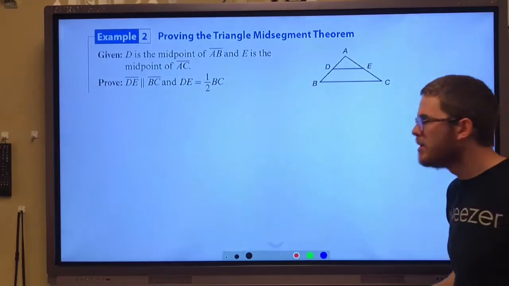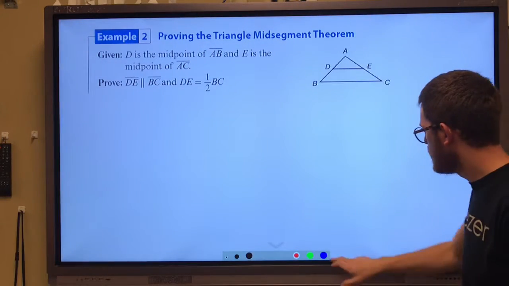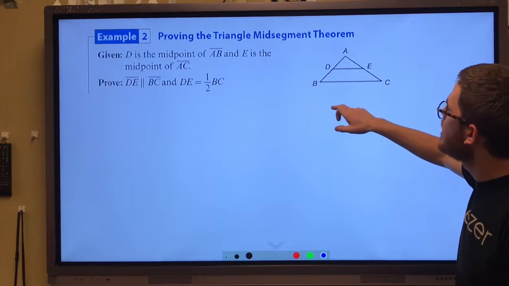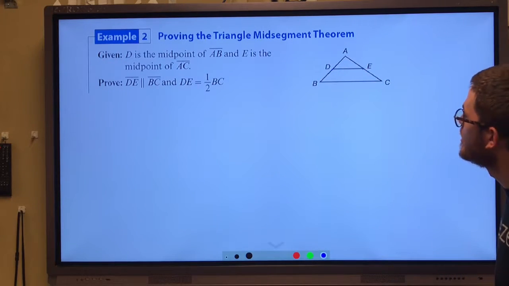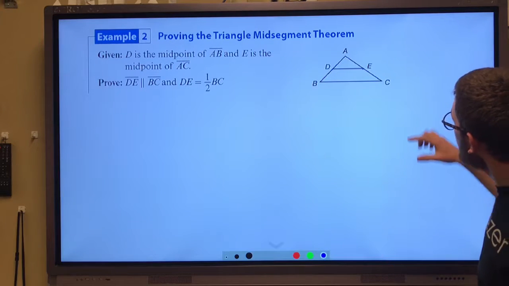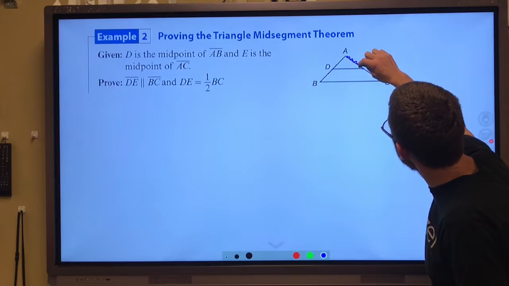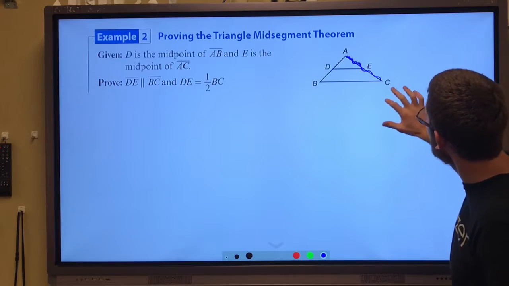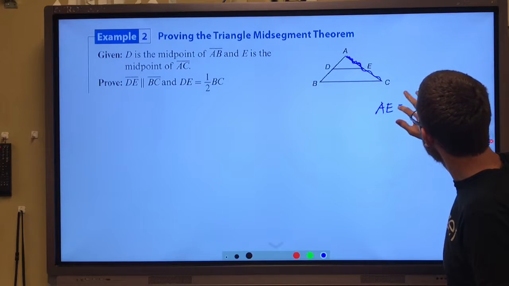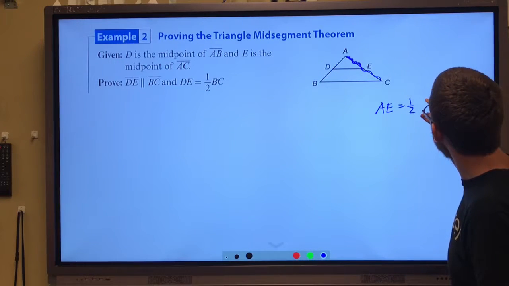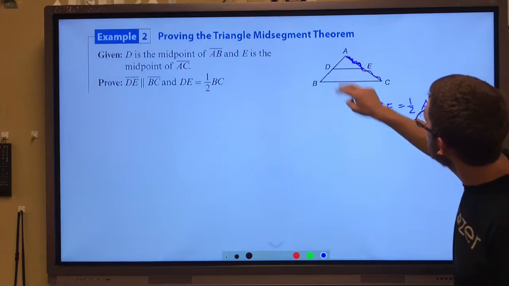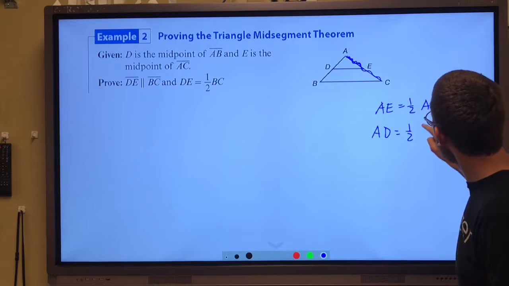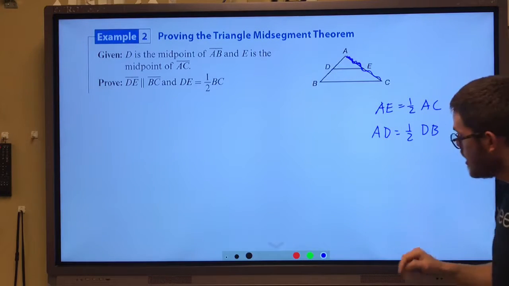Here we want to actually prove the mid-segment theorem. Well, let's just run through this real quick. If D is a midpoint of AB and E is the midpoint of AC, that means that the ratio here is 1 to 2, from that side to that side. AE would have to be 1/2 of AC, and AD would have to be 1/2 of AB.